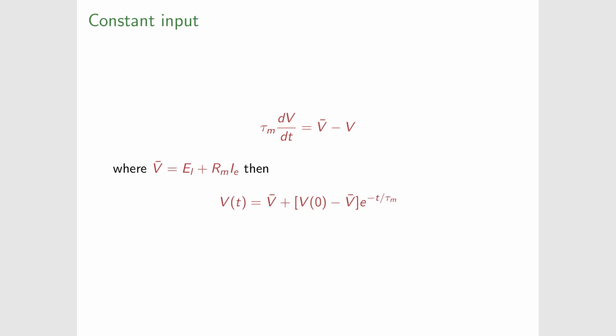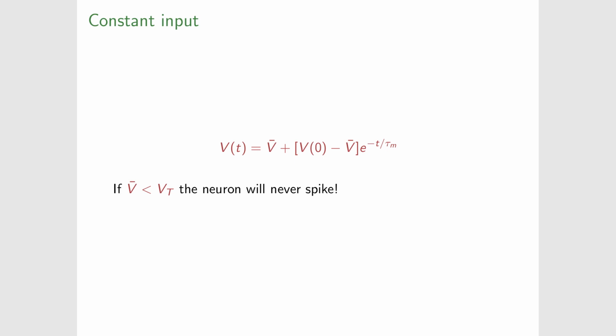This is the solution. V of t is equal to V bar, the equilibrium value, plus V0 minus V bar times e to the minus t over tau m. As we discussed before, V0 minus V bar is multiplying something that's shrinking away to 0, and so V of t is going to go to V bar. If V bar is less than Vt, and we imagine V0 might be the value just after a spike, so that might be VR or something, then as time passes, the neuron's voltage will head up towards V bar, the equilibrium value. It'll never reach the threshold value and it'll never spike. It'll do something like this.